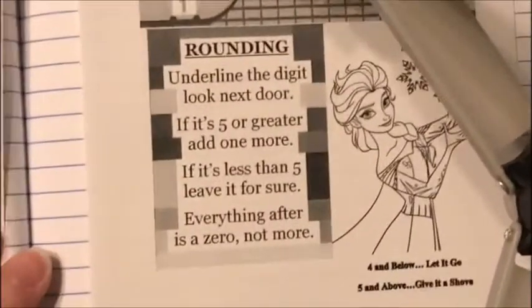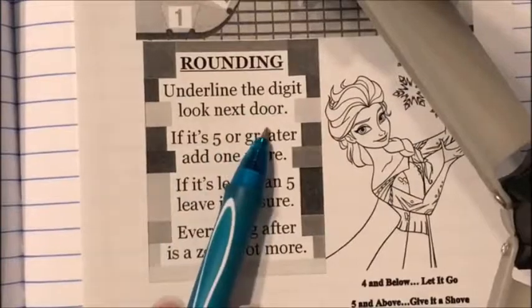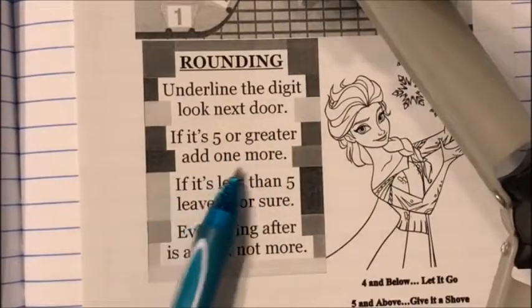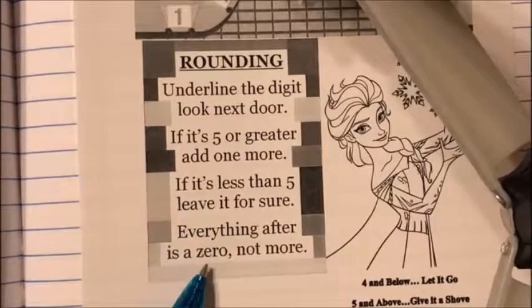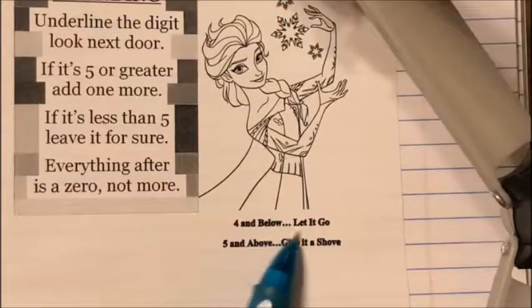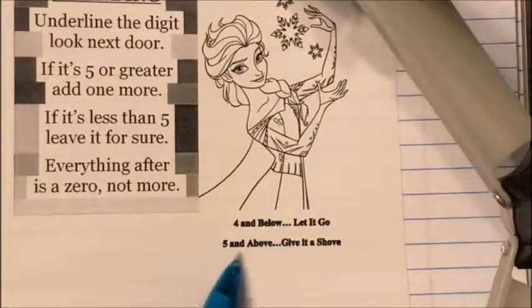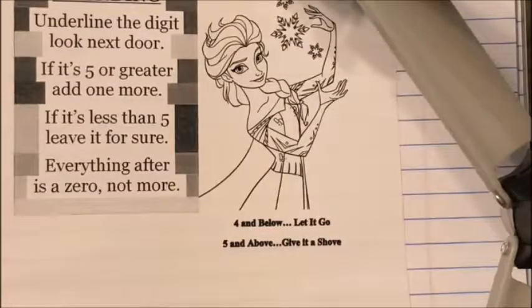Okay. I also have a little poem here. Underline the digit, look next door. If it's 5 or greater, add 1 more. If it's less than 5, leave it for sure. Everything after is a 0, not more. Okay. I also have a picture of Elsa here. Four below, let it go. Just let it go, okay? Leave the number alone, don't change it. Leave that number alone, okay? 5 and above, you're gonna give it a shove.